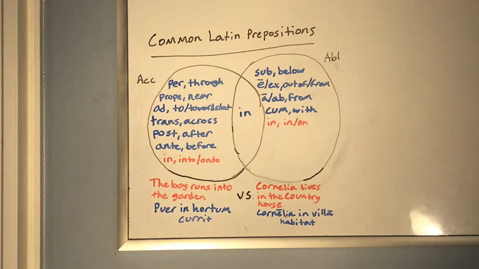Also, you see that into translation. The second one, Cornelia lives in the country house, would be translated as Cornelia in villa habitat. There, it's ablative because the country house is the place where Cornelia lives.